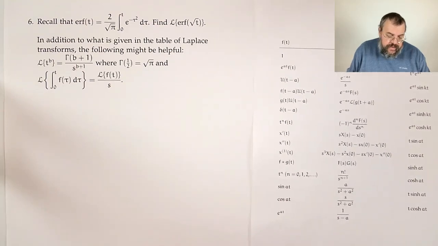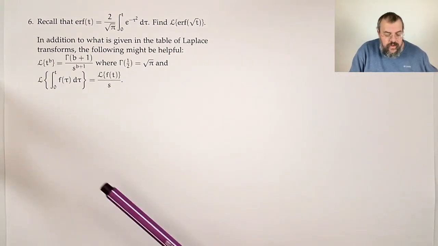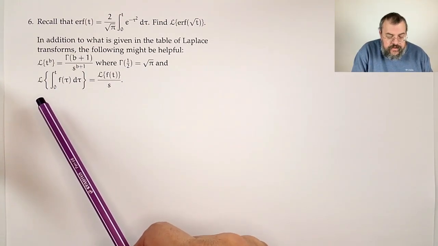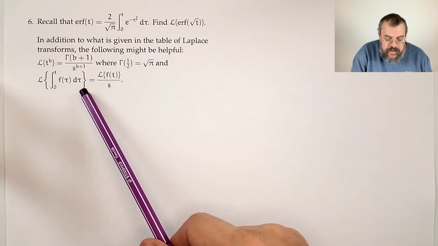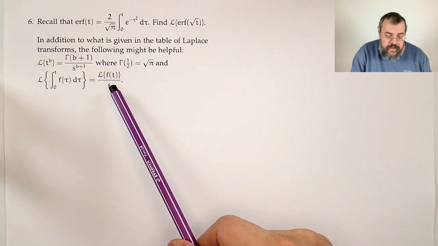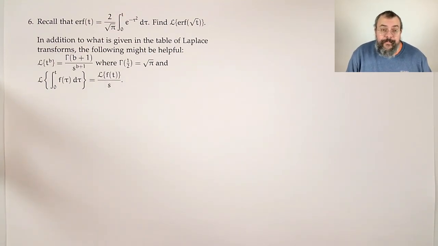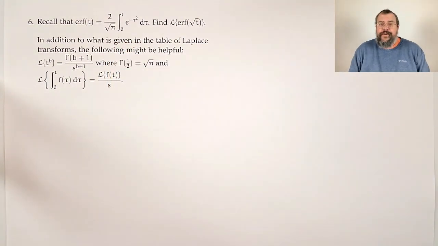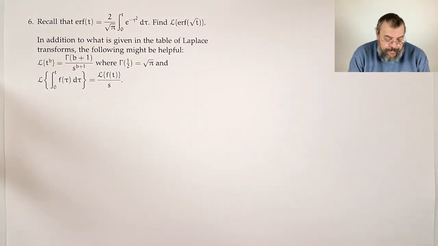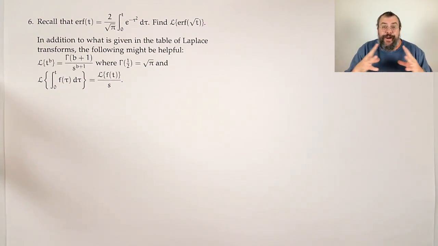And the other thing they say is, if you're taking the Laplace transform of the integral from 0 to t, f of tau d tau, that's the Laplace transform of f of t divided by s. And say, okay, well, this involves an integral. So, hey, there are some pretty good ideas going on here. All right. Now, how do we put all this together and get what we need?